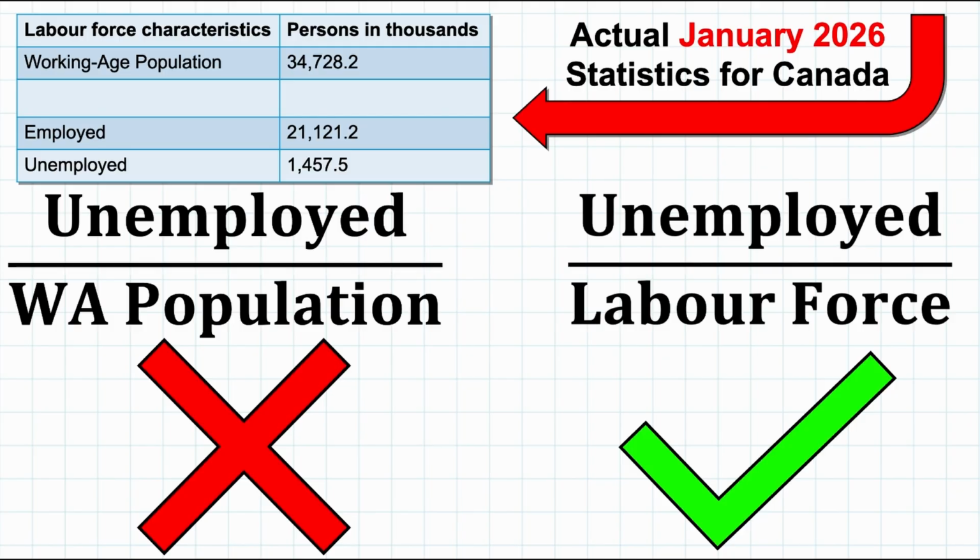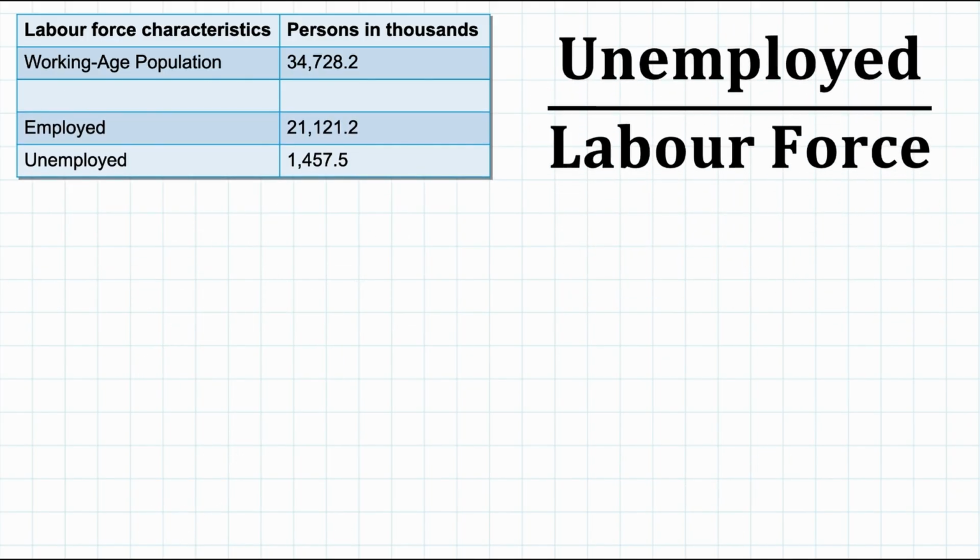And so that's easy. Let's just take this formula and substitute in our known values. So the number of people unemployed right here is 1,457,500. But there is no information for the labor force. So what do we do? Well, the labor force is just the sum of all of the employed and unemployed people. So if I add these two numbers up, that's going to give me the labor force. And in this case, the labor force is 22.578 million people.